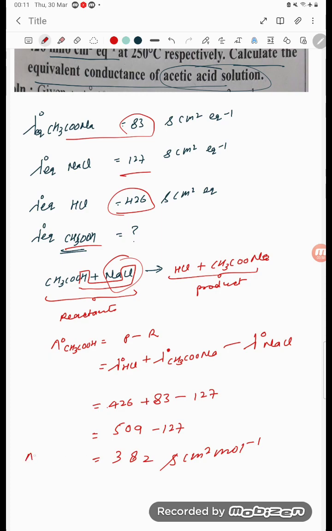So this is the equivalent conductivity of acetic acid. Here you can mention the EQ, this position you can mention. Even if you are not mentioning, there is not going to be any problem. So this is our required answer.